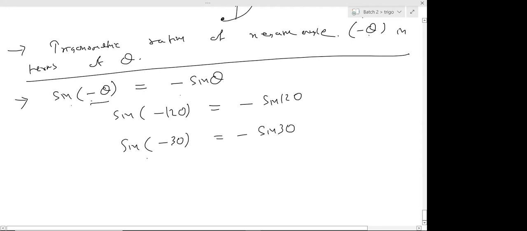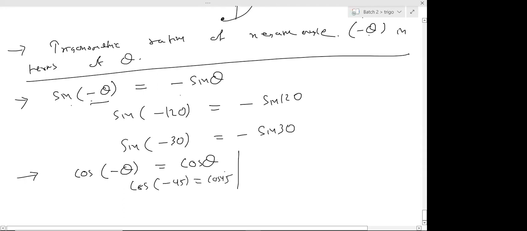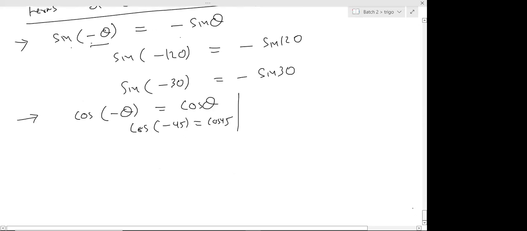All right, so if you have minus theta in sine, then you can write minus sine theta. All right, for cos, it eats the negative sign away. If you have cos minus theta, that is equal to cos theta. Cos is unaffected by any angle. What this means is if you have cos of minus 45 degree, this will be equal to cos of 45 degree. All right, you can just simply remove the negative sign from any angle that is in cos.